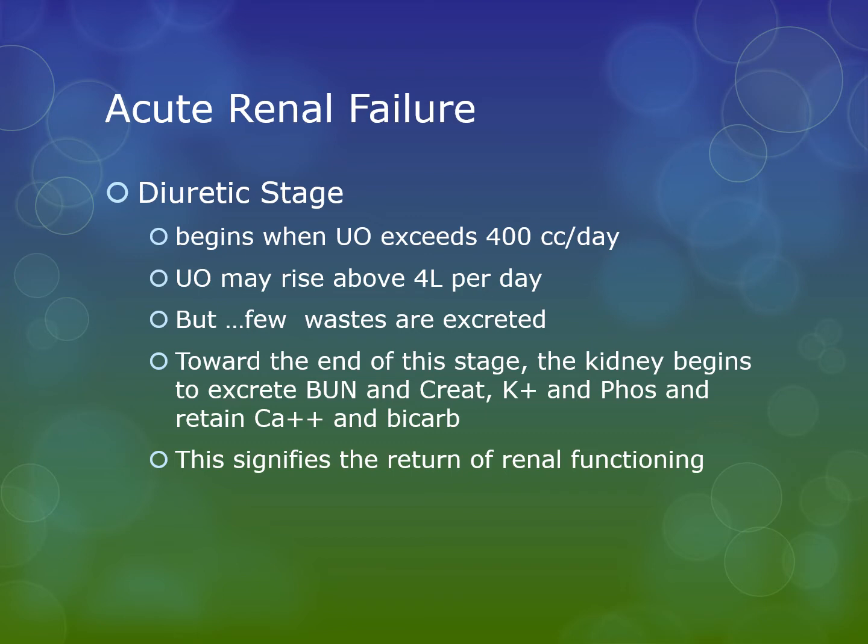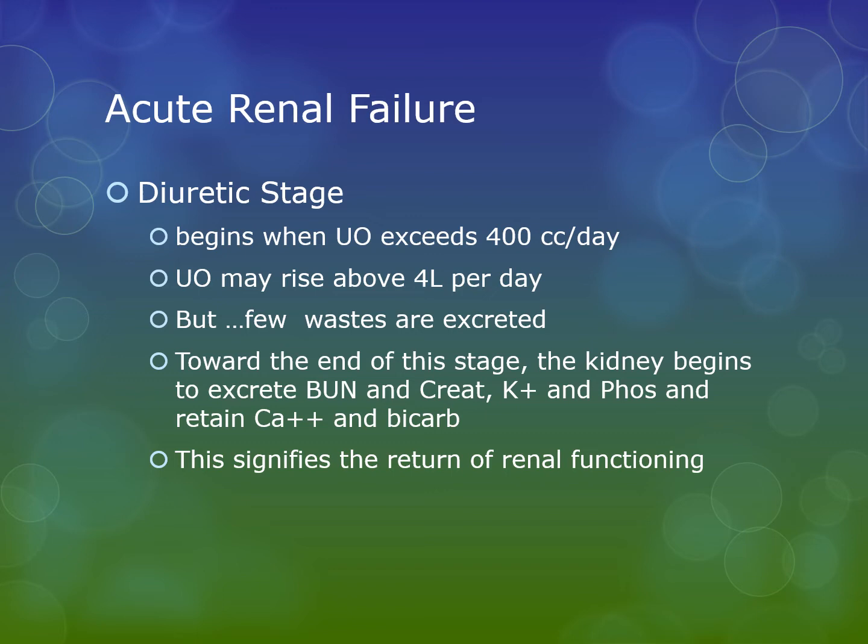The next stage is the diuretic stage. This begins when the urinary output actually exceeds 400 a day. So you might have a day where they're up over 500, and then the next day they're up over 900. Then maybe they hit 1500. There will be a time, potentially, when their urinary output could actually rise above 4 liters per day.